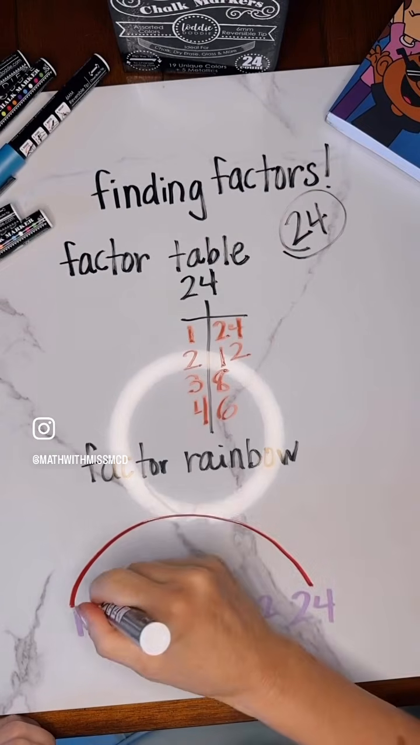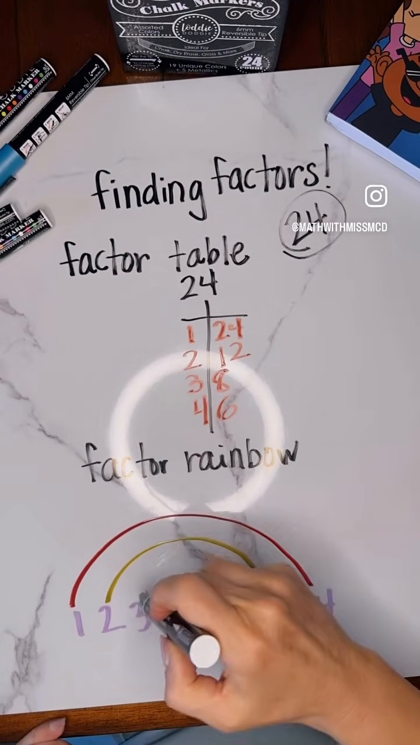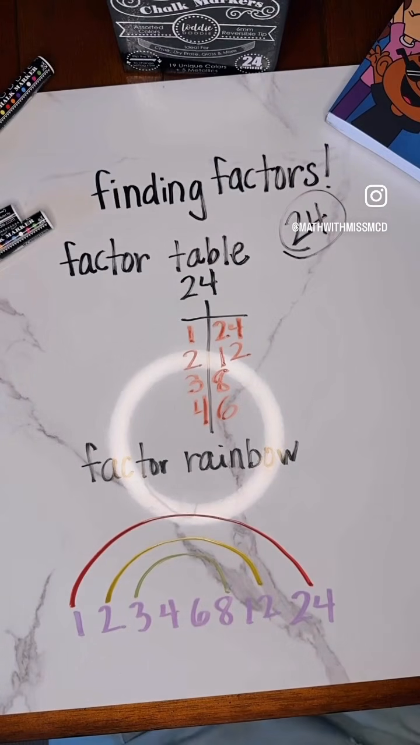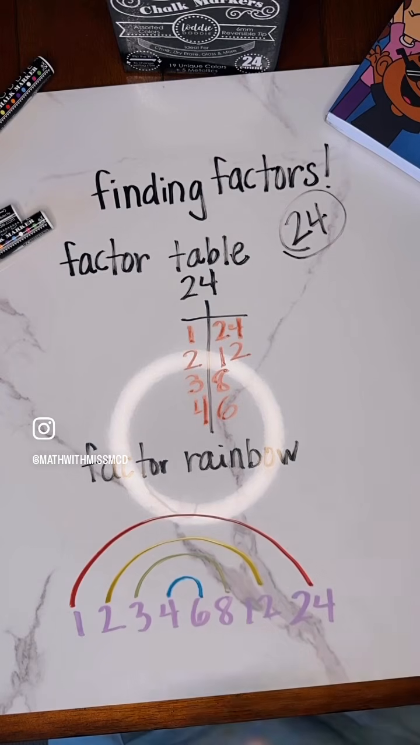If it only has one bow, then you know that that number is prime. More than one bow, and you know that that number is composite. So the number 24 has 4 sets of factor pairs, or you can say that it has 8 total factors, making it a composite number.